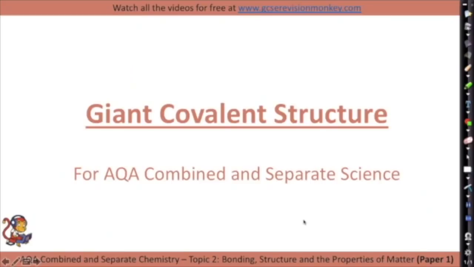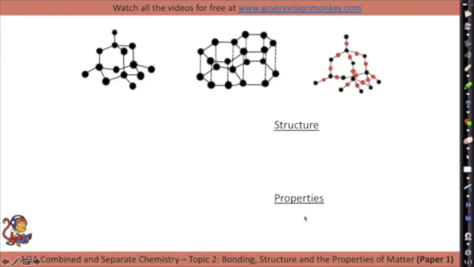In rare cases, covalent bonding can also lead to giant structures, and there's 3 giant covalent structures in particular that you need to be aware of, and these are diamond, graphite, and silicon dioxide, or you may well see that written as silica. So with these giant covalent structures, they still have very strong covalent bonds.